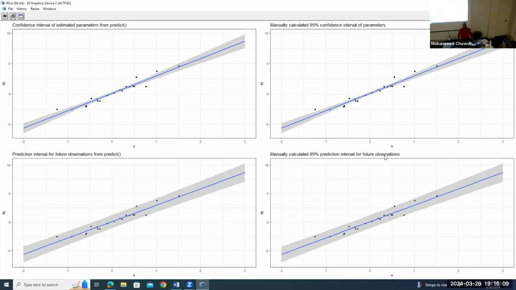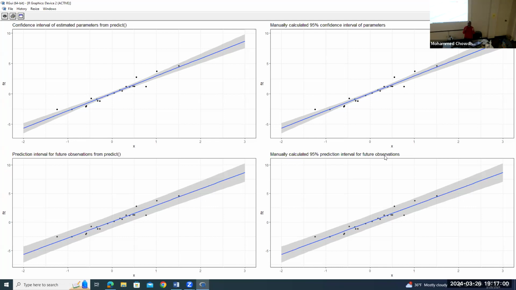Why is the prediction interval bigger? The prediction interval is constructed for new observations. Theoretically, I'm going to show you how this one is bigger than that one, so that in your life you will never forget why the prediction interval is bigger than the confidence interval. That is also theoretically proved.